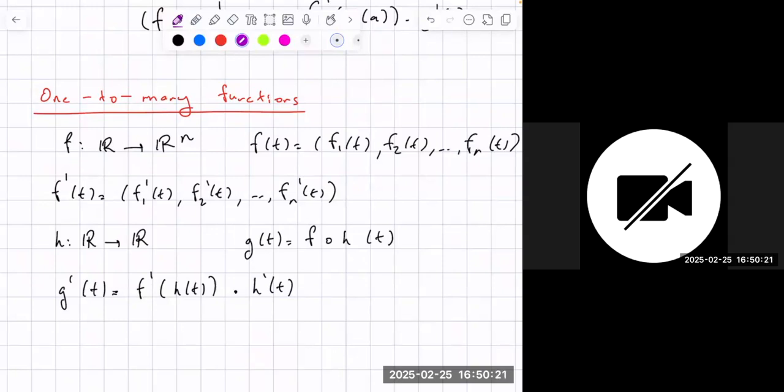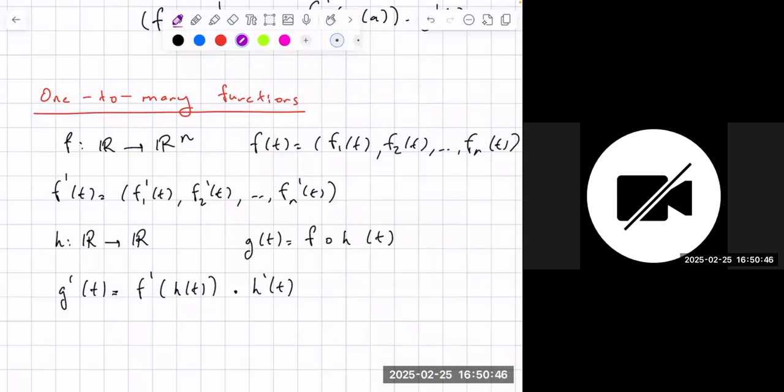This is my function, but the coordinates themselves are functions, right? The coordinates are like 1 to 1. I stack them up. I got something 1 to many. Then the derivative should be straightforward. The derivative of this guy is literally take the derivative of all this stuff, put them in the coordinates. That looks fine. And now let me try to look at the chain rule. Let's say I got some function from 1 to 1, and I put this inside my f. Okay.